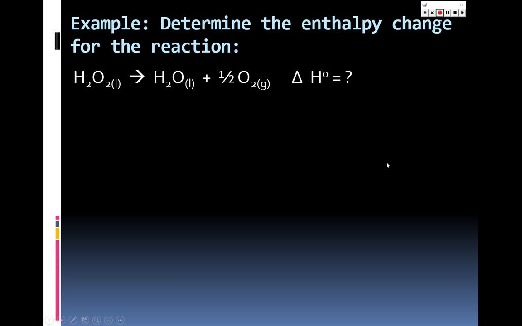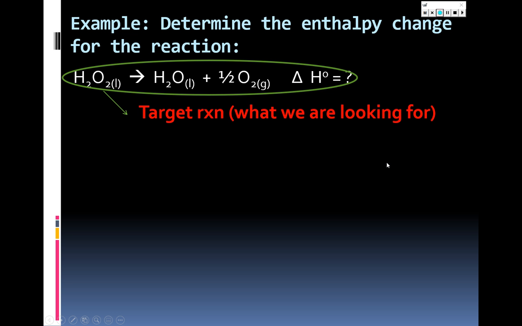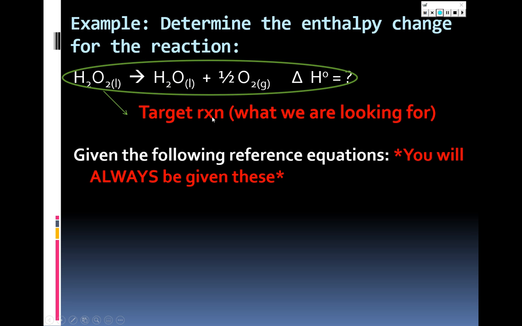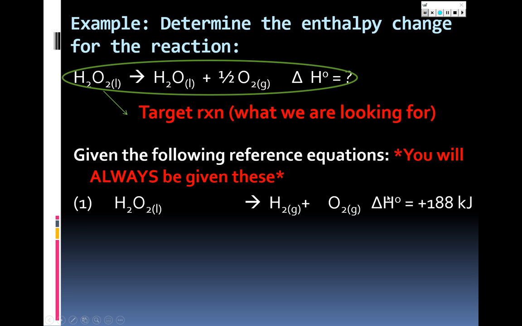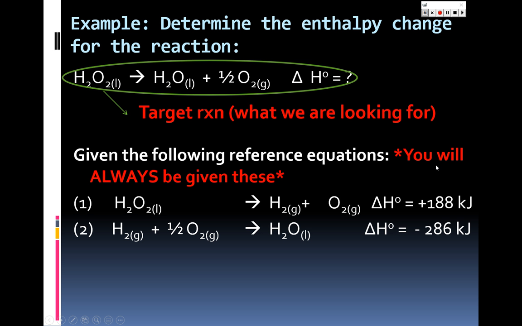So you're given a target. This is the enthalpy change that we're looking for. But then you have to be given known values. So given the following reference equations, you'll always be given them, except there's one question in the review that makes you write them all. It really is a good question, but it is tricky. So you're given an equation that has similarities to the target. You're given the delta H value, but it's not exactly the same. So we are going to make it fit.